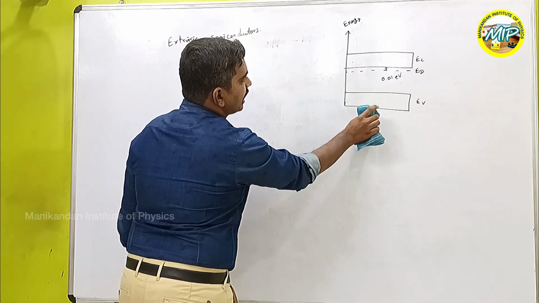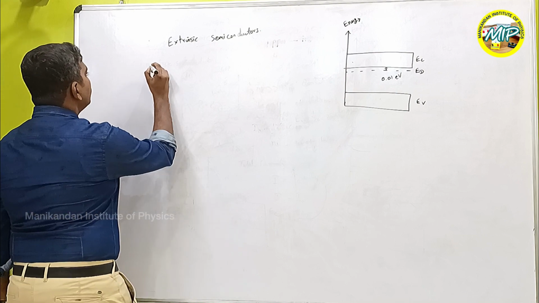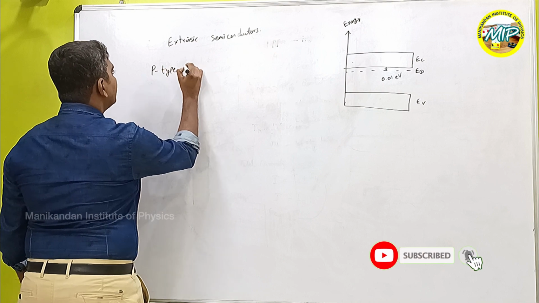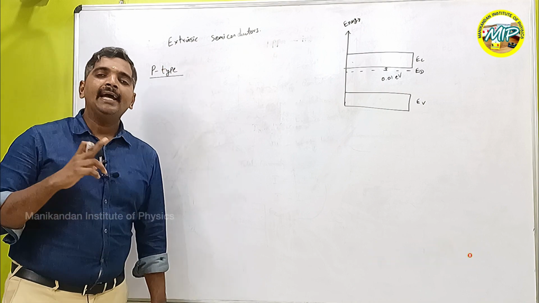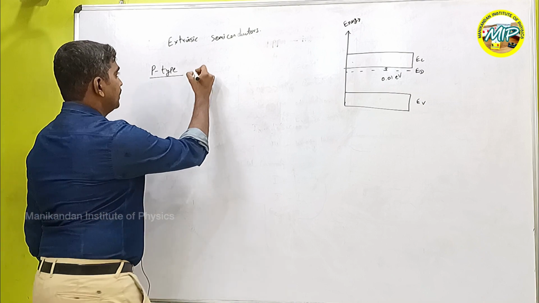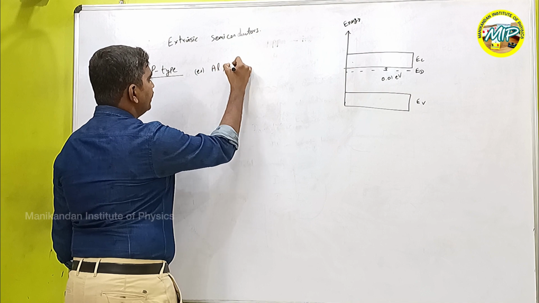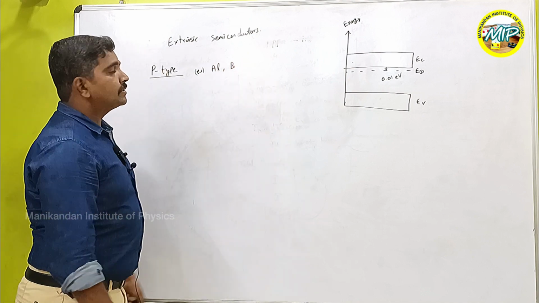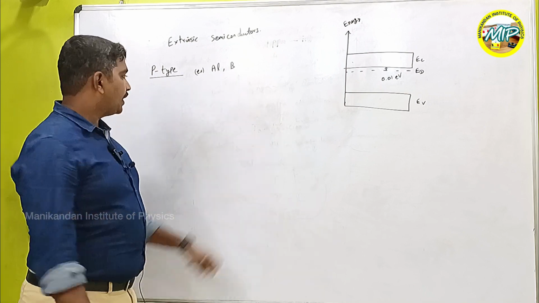So I'll read in this graph for the comparison. This is called p-type semiconductors. For p-type semiconductors, we need a trivalent impurity, for example aluminum and boron. So the valency of this impurity is 3, right?